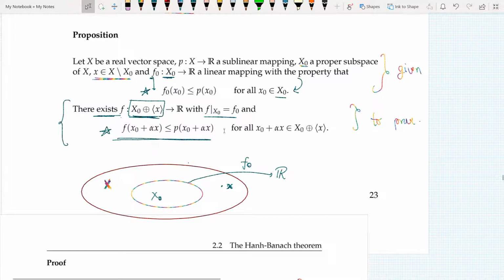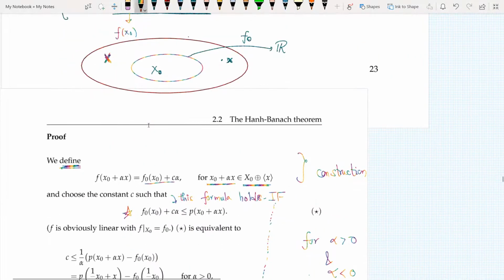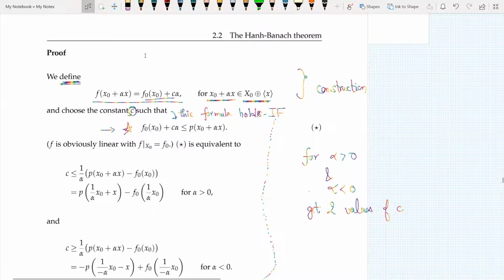And in order to do so, it has to also satisfy this property. So it also has to satisfy this property. And in order to make sure that it satisfies this property, when I write the equivalent form of this, I have to write it as this: that this plus c alpha is also less than or equal to p(x naught plus alpha x). This is exactly what I have done here. So we define it like this, and then my only worry is to choose my constant c such that it satisfies this equation.